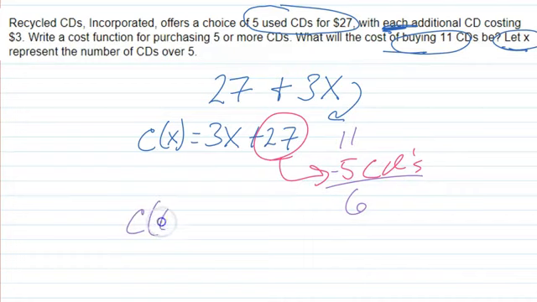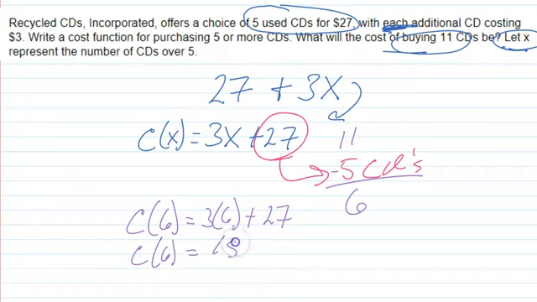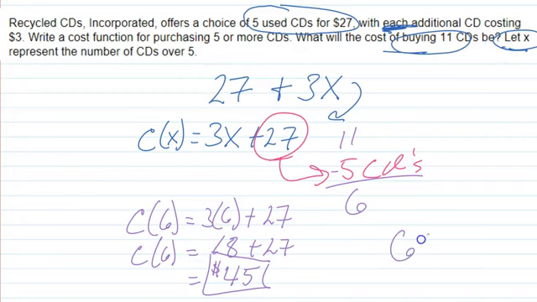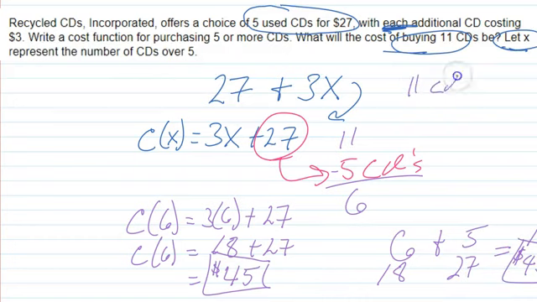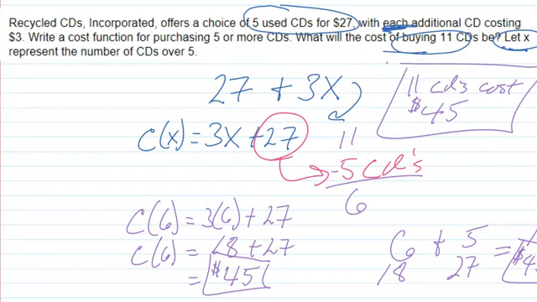So we're going to say C of 6 is equal to $45. Now, why did I put in 6? Because I only needed 6 additional. It's $3 per additional CD. I need 11 total. So the 6 additional CDs is $18 plus the original 5 CDs was $27. And that's where I get a total of 11 CDs for $45. So the answer to your question would be 11 CDs cost $45.